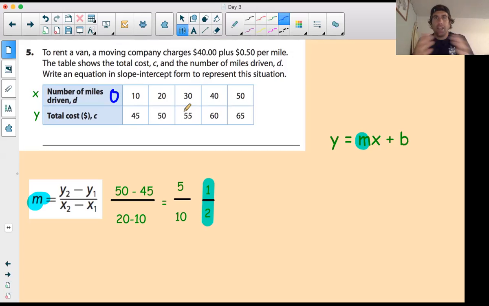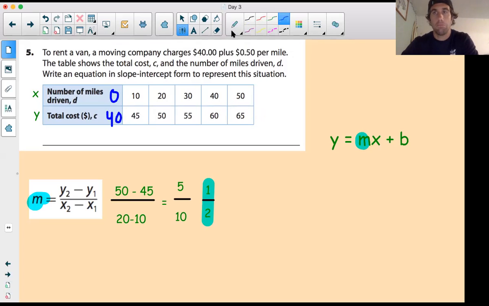Guys, this is a continuing table. This table just doesn't end. If I drive more miles, the cost is going to be more. It's simple, okay? They just gave you a little excerpt of it. Now go for the y. 65, 60, 55, 50, 45, 40.